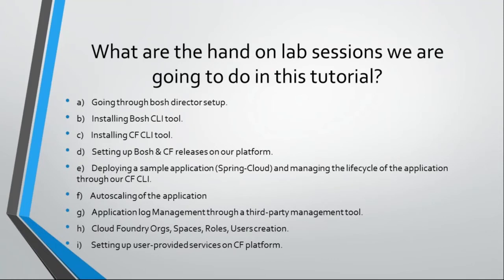Next, we will go through a deployment of our sample application, as I already told you in my previous section. That will be a Spring Cloud application, and we will see how we can easily manage the life cycle of the application through the CF CLI. Next, we will use the auto scaling feature of the application. We will basically use the autoscaler third-party open source application tool that we will be configuring with our Cloud Foundry and using it to scale up and scale down our containers.